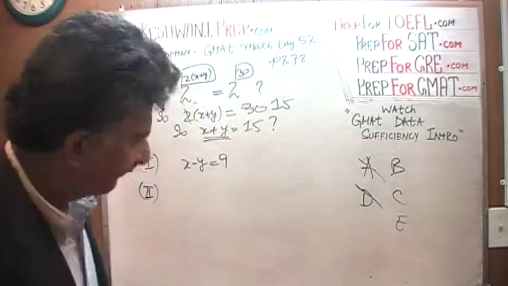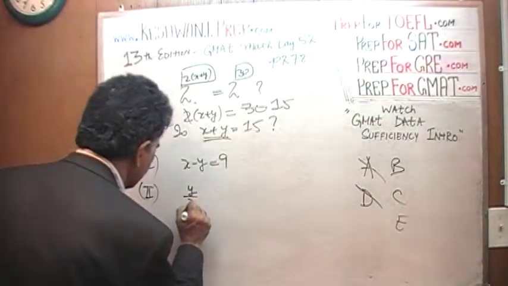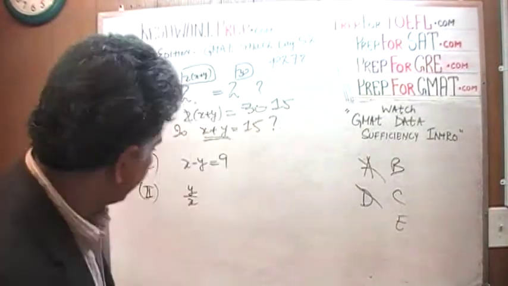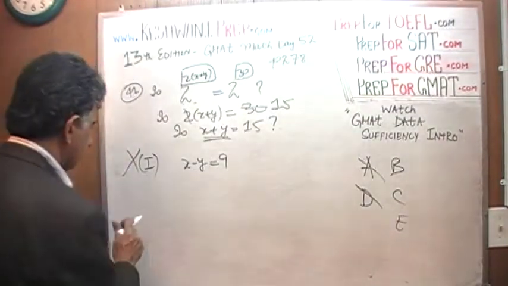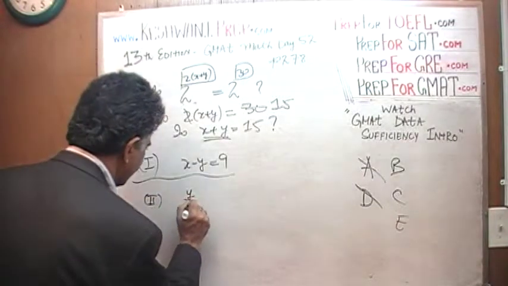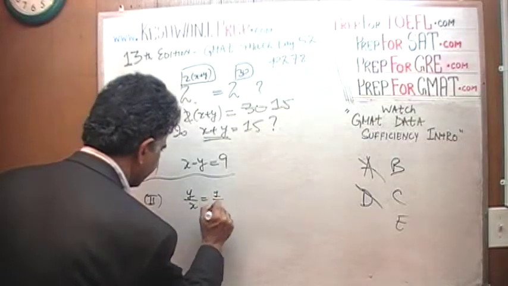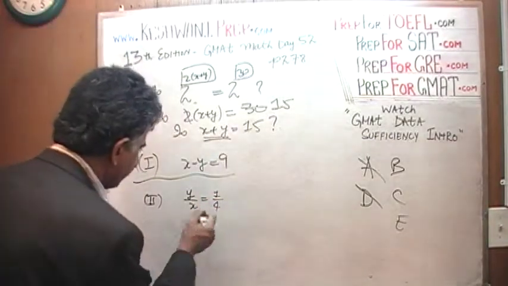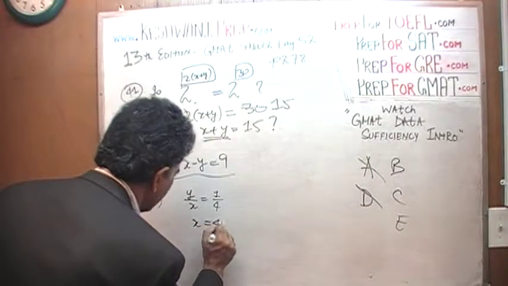The second statement says y over x equals 1/4. That helps a lot. So there you go, that should do the trick. If you cross multiply, we find that x equals 4y.